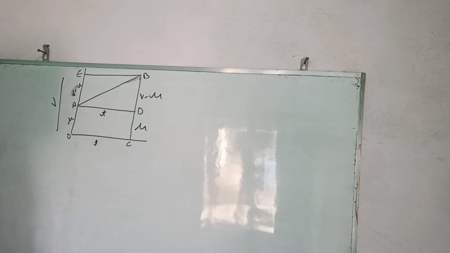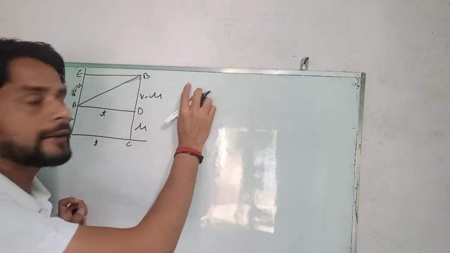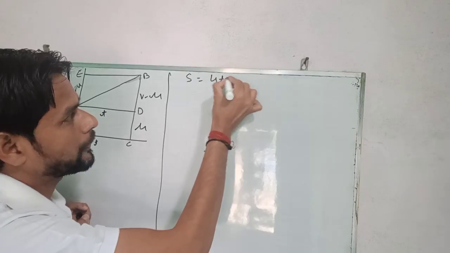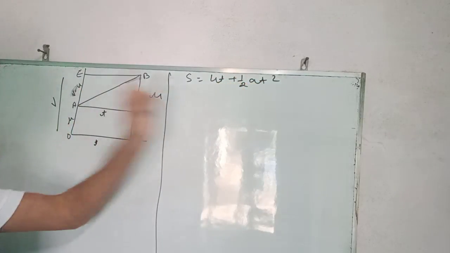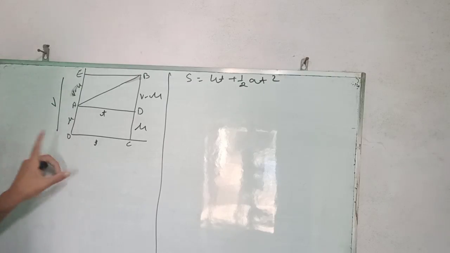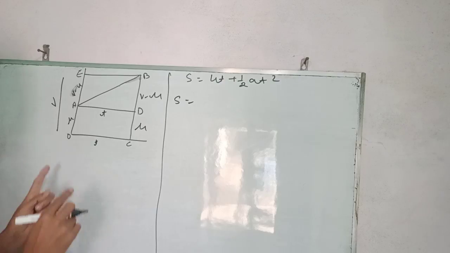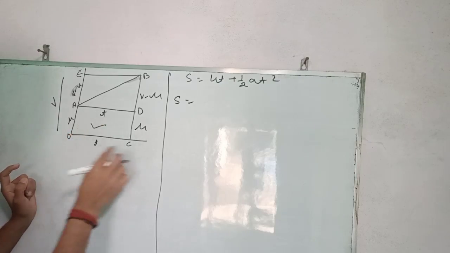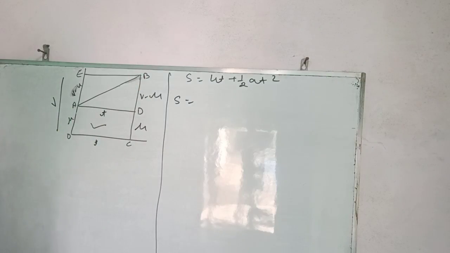The time velocity graph. Now prove that the second equation of motion is S = ut + ½at², where S is the total distance covered by the object. Two diagrams are given: firstly, OCDA, a rectangle, and ODB, a triangle.